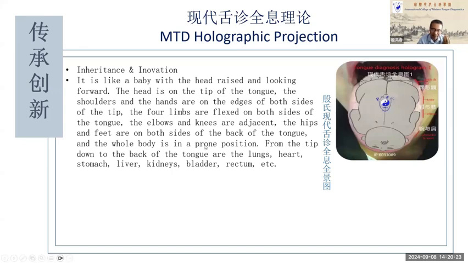This is important: it is in a prone position. The tummy lies on the surface of the tongue, not the back lying on the surface of the tongue. This is important, don't mix it up. For any tongue, when you see it in your brain, you should picture it like this, not showing a belly on top. From the tip down to the back of the tongue are the lungs, heart, stomach, liver, and kidney.